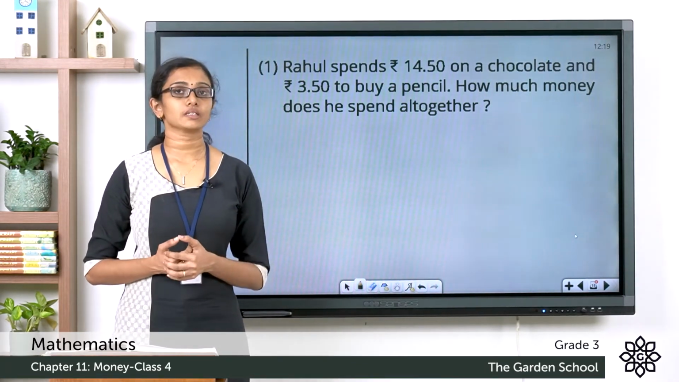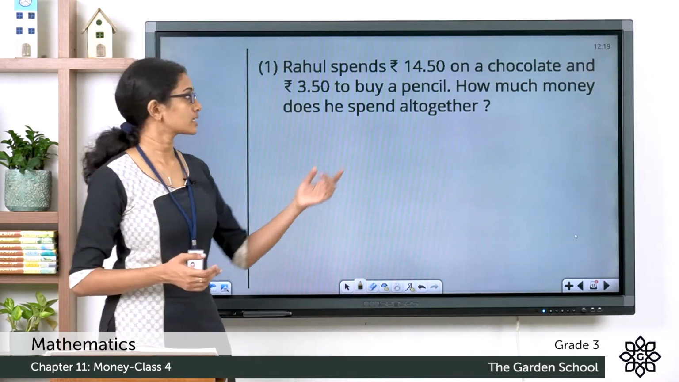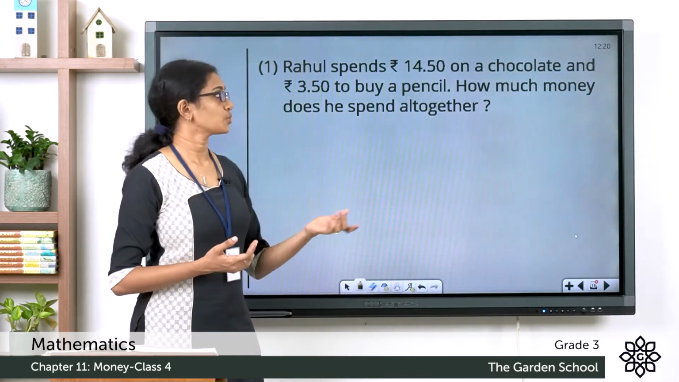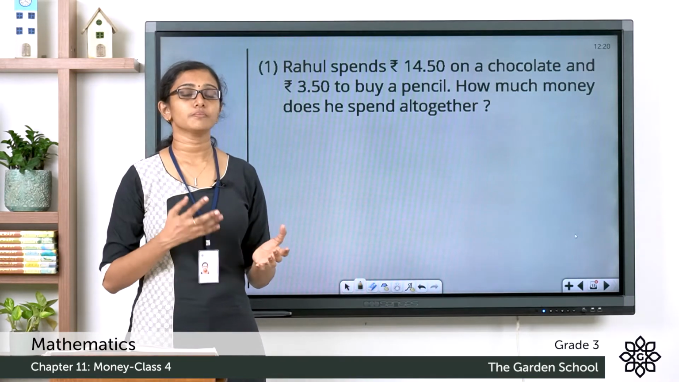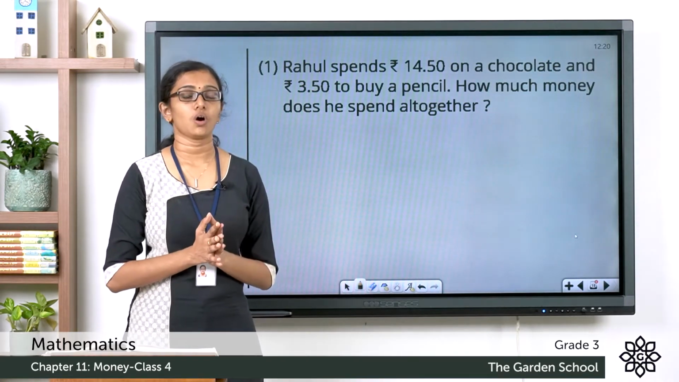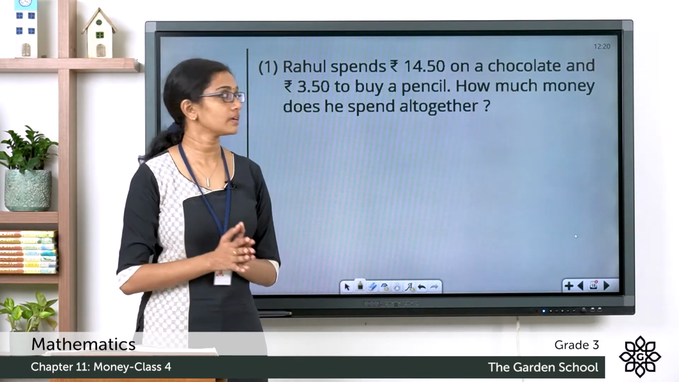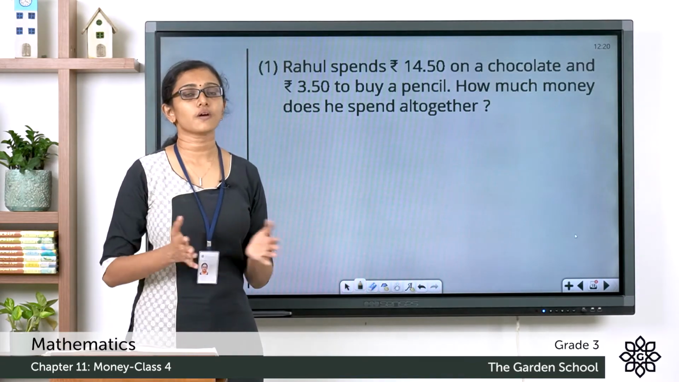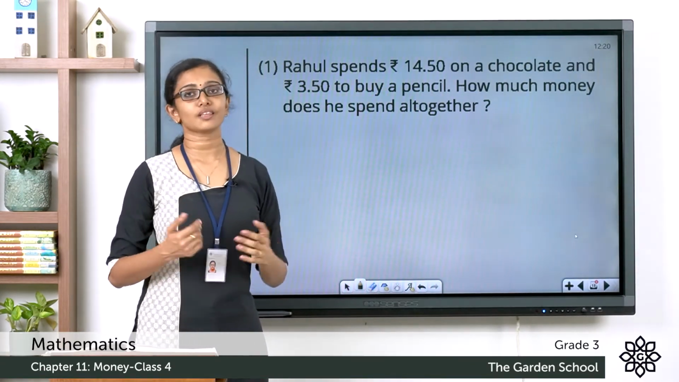So what is given in the question? See, how much money it costed him for a chocolate is given, and how much money it costed Rahul to buy a pencil is also given. Now you are asked to find out how much money he spent altogether, or what is his total expenditure. So we are given the cost of a chocolate, the cost of a pencil. How do we find out the total cost? Just add up the two amounts and we'll get the total cost.